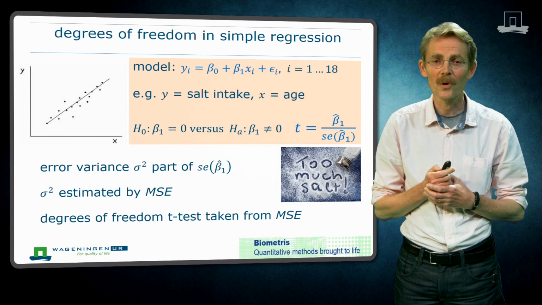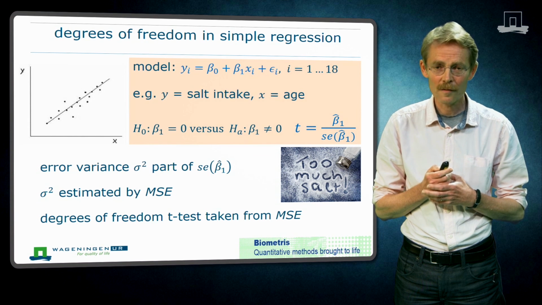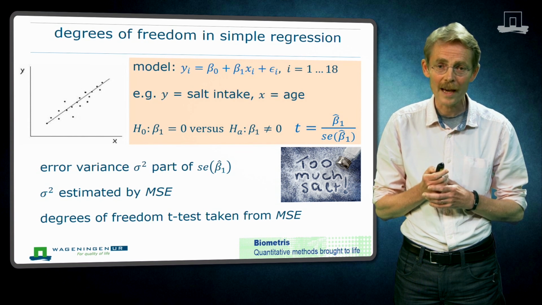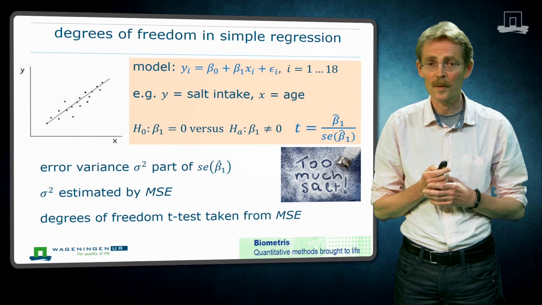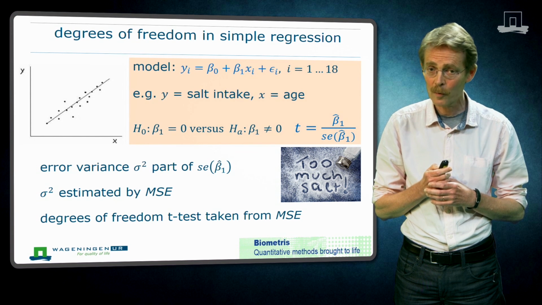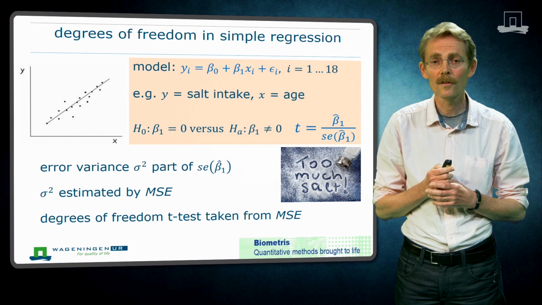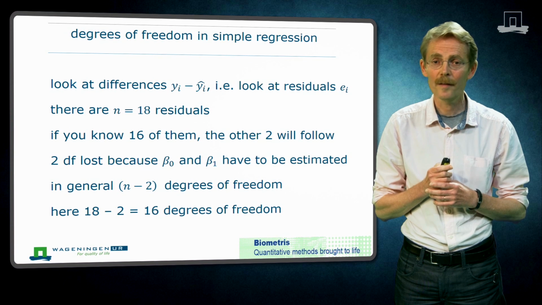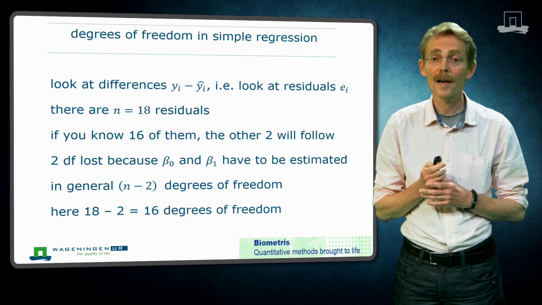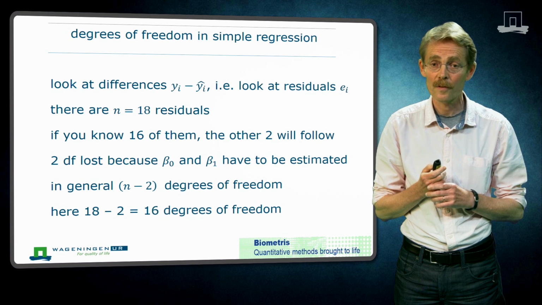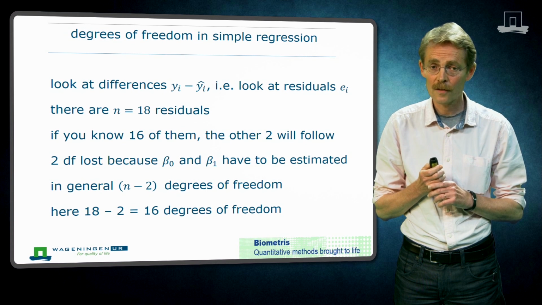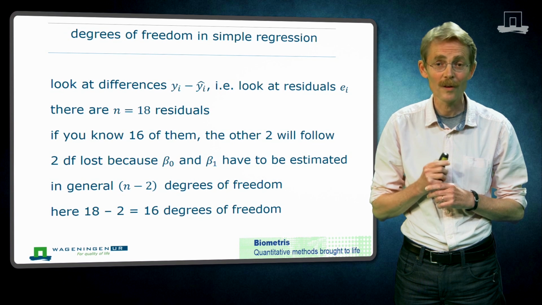So you won't be surprised when I tell you that the degrees of freedom of the t-test are actually the same as the degrees of freedom of the mean square error. I could proceed with a further explanation based on the ANOVA table with sums of squares, but we'll do it in a slightly different way. We will look at differences again. To quantify variation, to quantify sigma square, we will look at differences between observations y_i and predictions y_i hat, the corresponding points on the line.